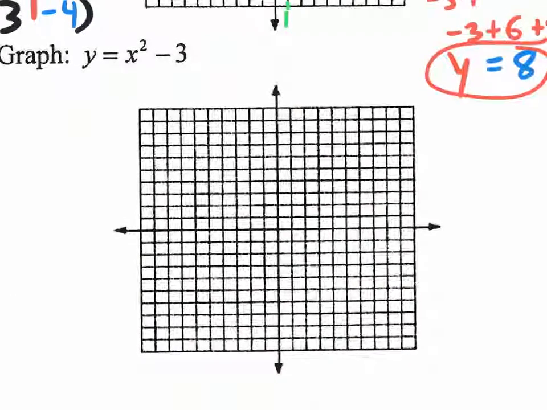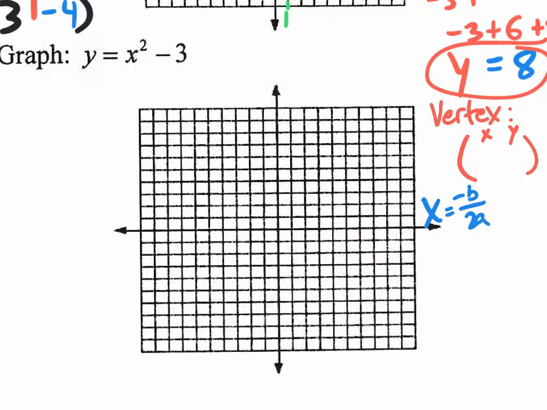Now, I need to find my most important point, which is called the vertex. Everybody on the right side of this, let's write down vertex. And we know that the vertex is a coordinate, an x and a y value. And how do I find this vertex? Negative b over 2a. That's right. The formula, x equals -b over 2a.